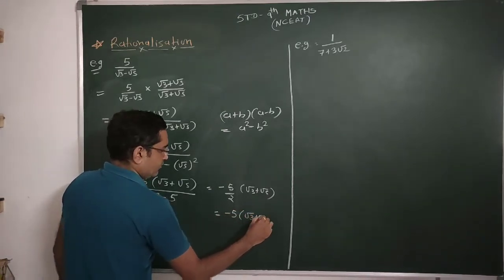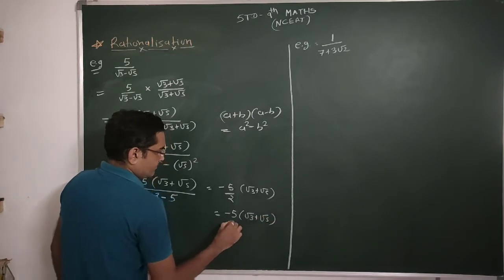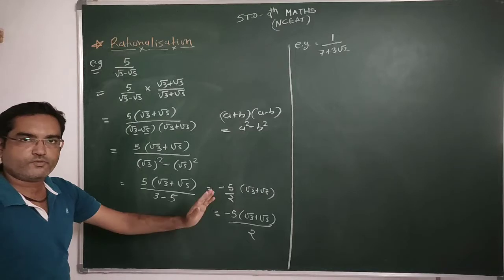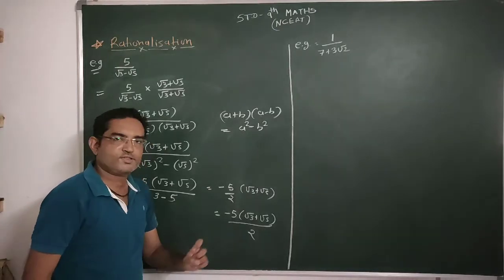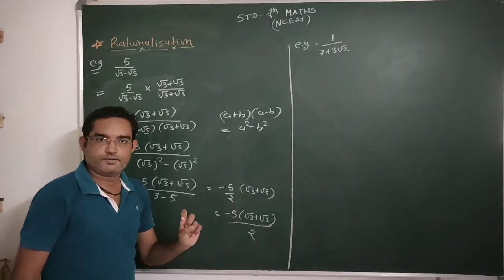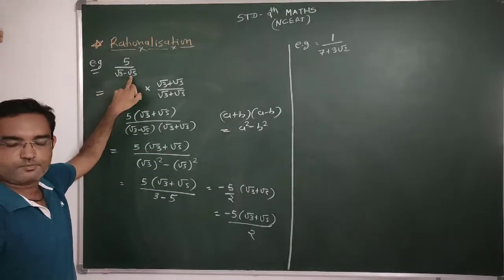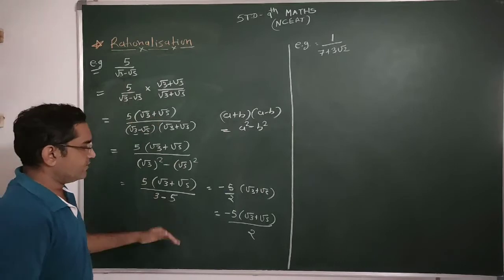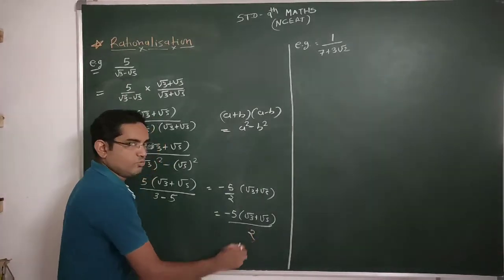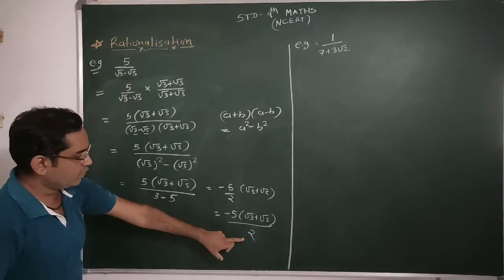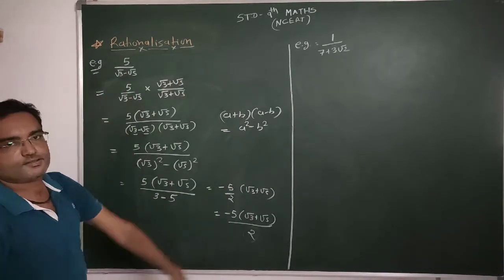Root minus 5 into root 3 plus root 5 divided by 2. So this is known as rationalization of the denominator. Here the denominator is 2, which is a rational number. Clear? In the given number, the denominator is an irrational number, while after the rationalization we get the denominator 2, which is a rational number. So converting this irrational denominator into a rational number is known as rationalization.